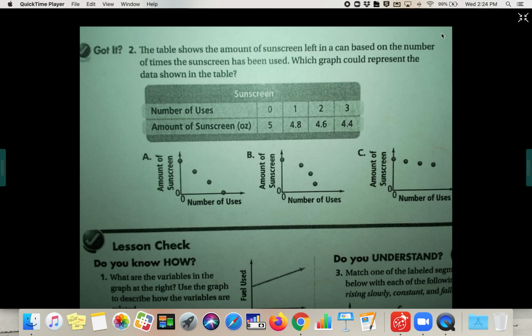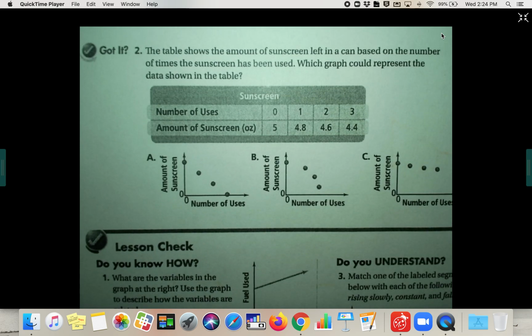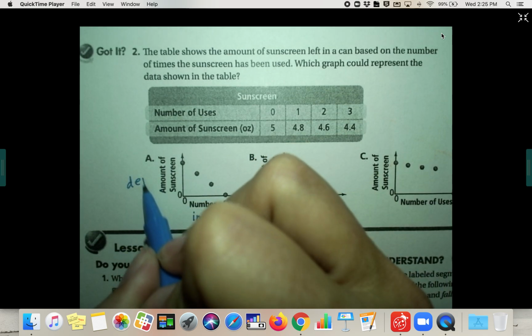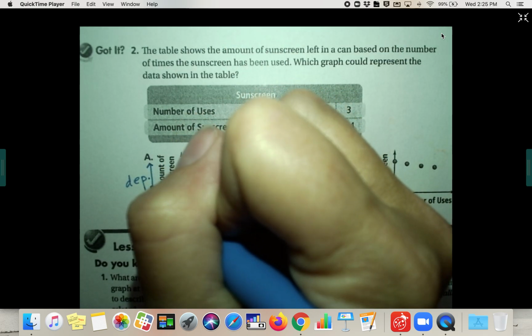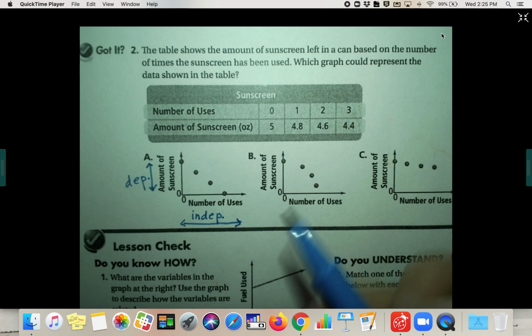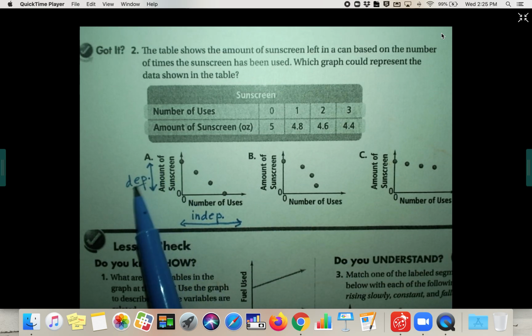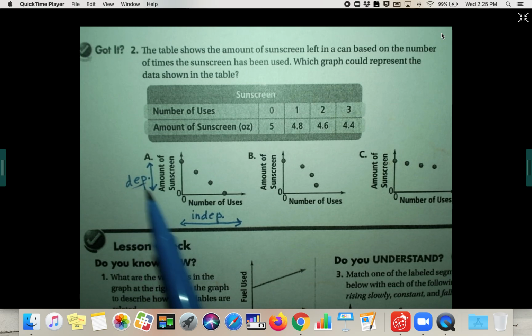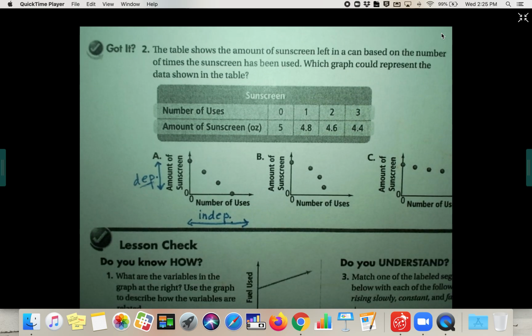First of all, I want to remind you that our horizontal variable is our independent variable. So independent variable goes here. And then dependent variable goes up this side. And the reason that that's how that is in math is because the amount of sunscreen depends on the number of uses that we have. So if this variable is dependent on this, then that's what makes it our dependent variable. The amount of sunscreen is dependent on the number of uses, and the number of uses is independent because we don't know how many times you used it. You could use it a few, you could use it a lot. It's independent of anything else. But the amount left in it depends directly on how many times you use it.